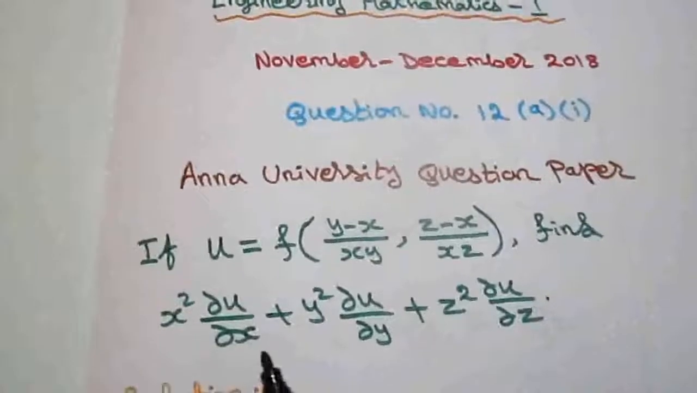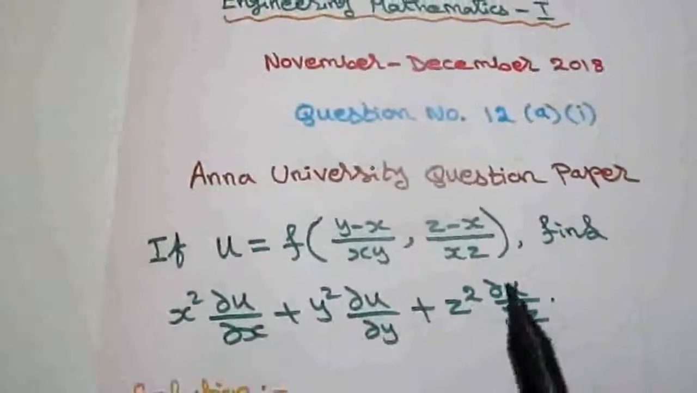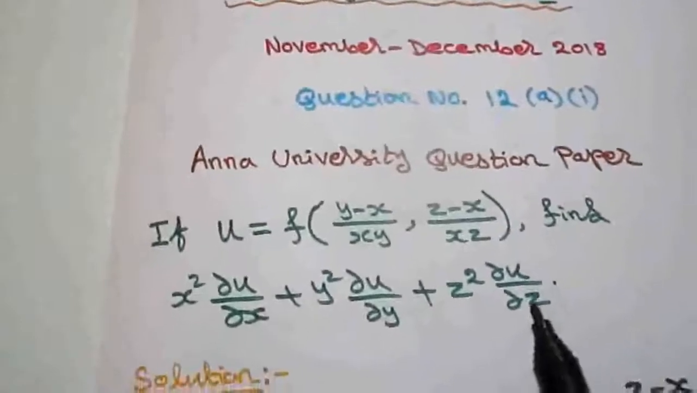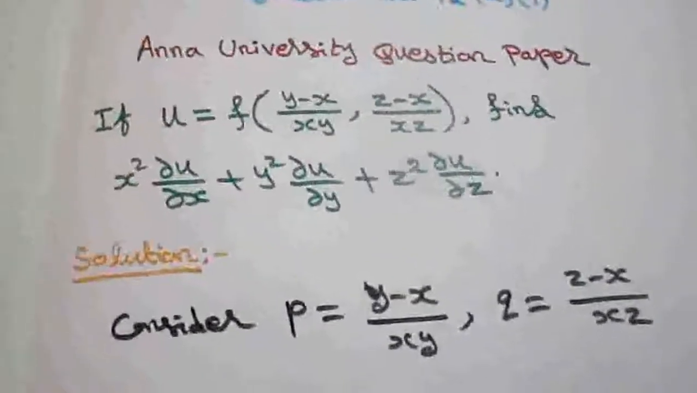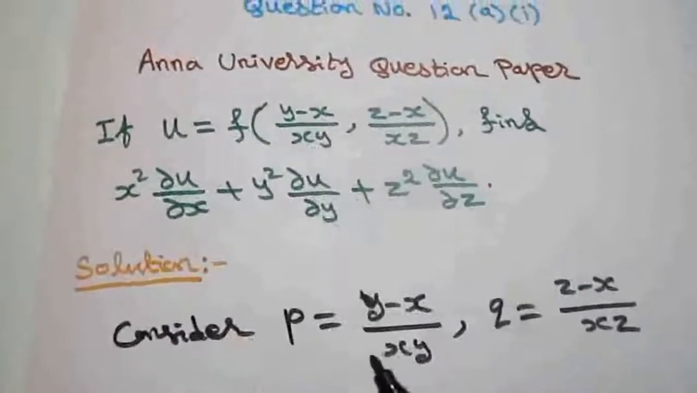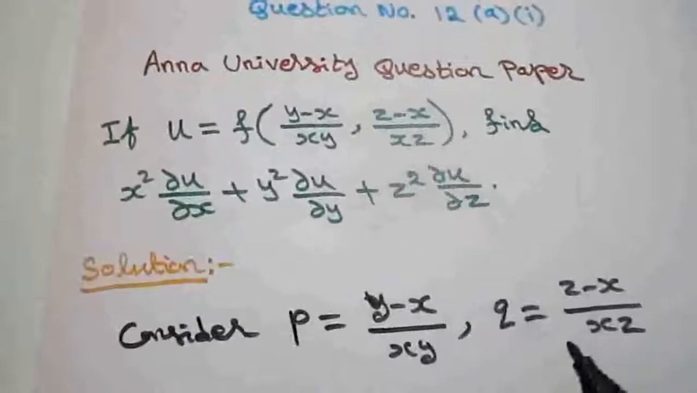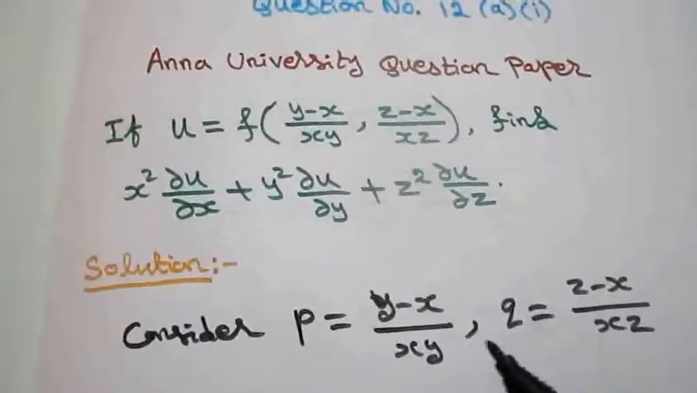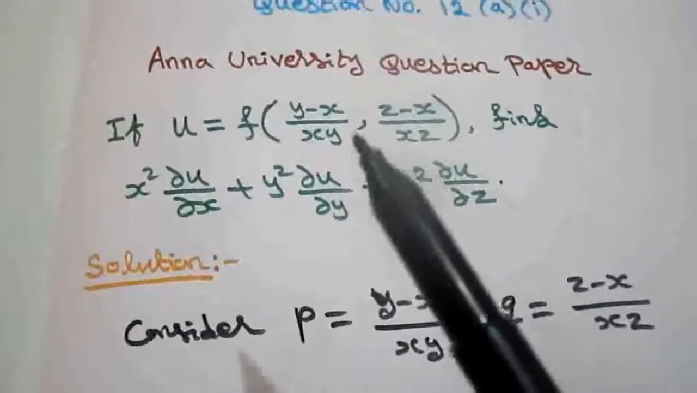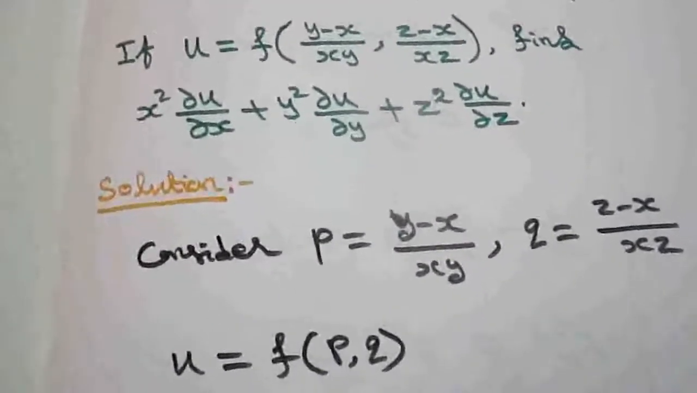square dou u by dou x plus y square dou u by dou y plus z square dou u by dou z. To find the value of this, I am going to take (y minus x)/xy as p and (z minus x)/xz as q. Therefore, from these two, the given function can be rewritten as u is equal to f of p comma q.